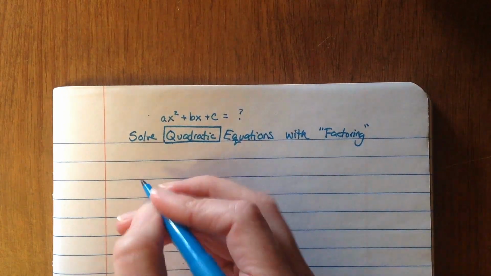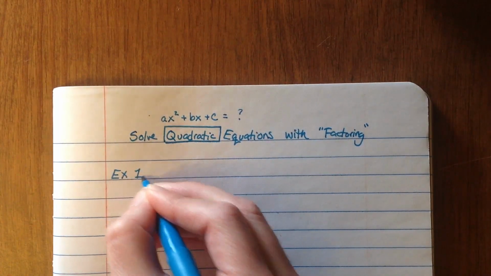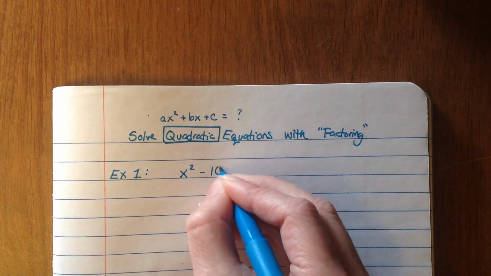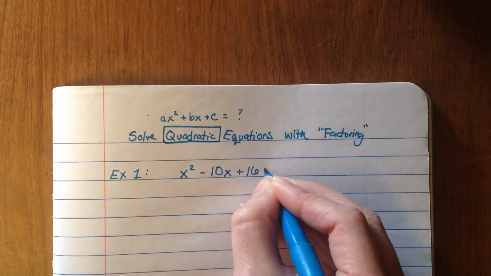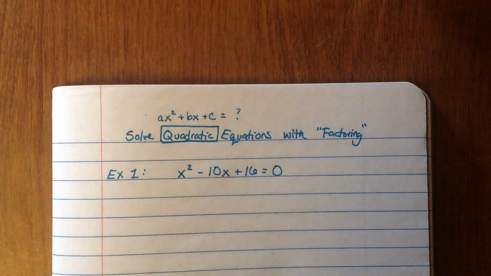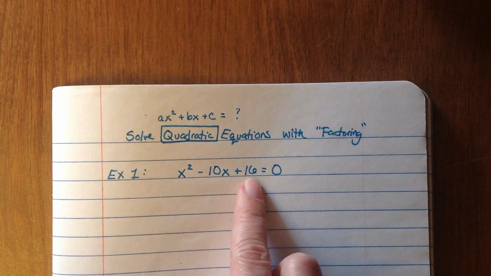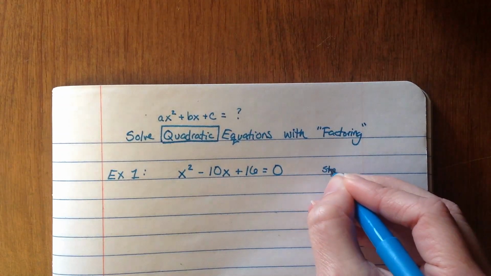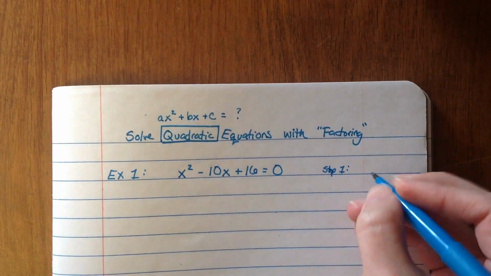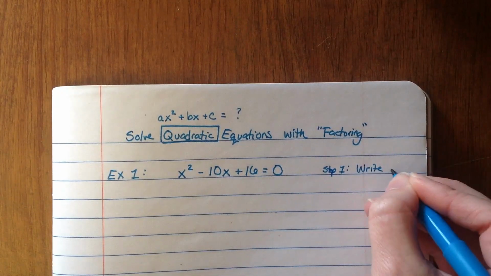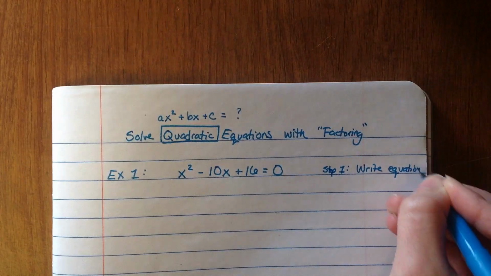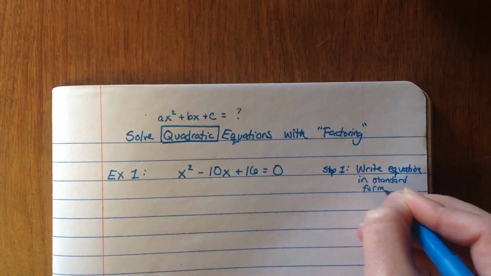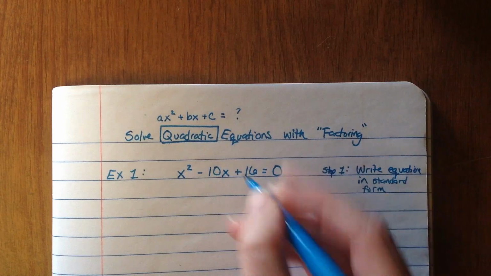So let's start out with an example. We're going to call this example number 1. And the problem is going to look something like this. We've got x squared minus 10x plus 16 is equal to 0. Now this is what we call standard form. And so your step 1 is always going to be to write the equation in standard form. And standard form always looks like what we talked about up here.